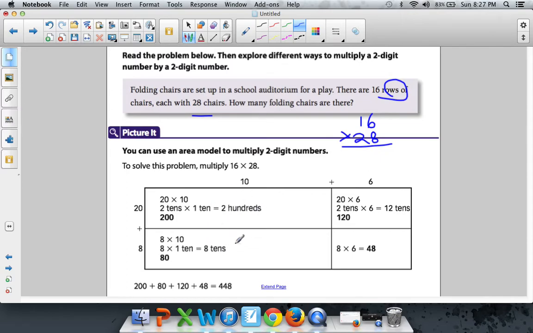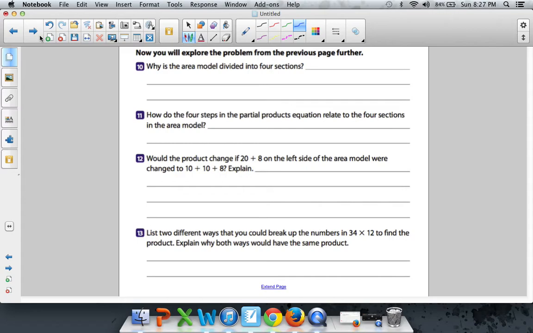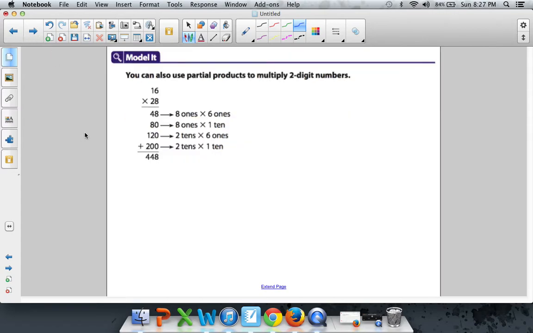I don't really like this picture. I will admit this is why you have teachers and not just books. It's kind of a lot going on and not that helpful. I like this a little better. You can also use partial products to multiply two-digit numbers. You know what? I don't like this either. I'm sorry, but I really do not. But we need to know it. We can't ignore it. I want to ignore it, but we can't.